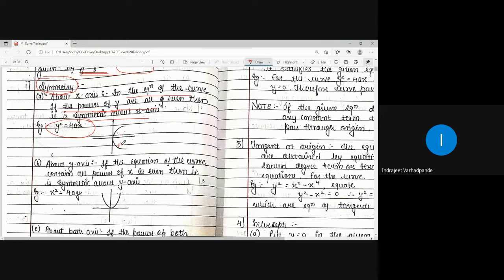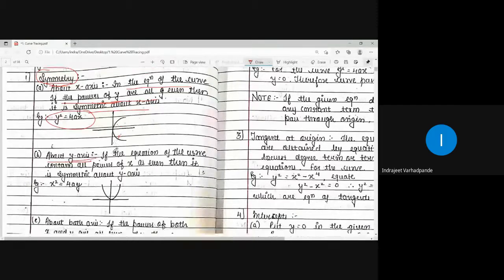कौन से वेरिएबल के पावर्स इवन है यहाँ पर? y के. तो सिमेट्रिक अबाउट कौन से एक्सिस होगा? x एक्सिस होगा. इसी का अगर रिवर्स करते हैं, सिमेट्रिक अबाउट y एक्सिस होने के लिए क्या होना चाहिए? इवन पावर्स ऑफ x. So the immediate next point comes is about y-axis.